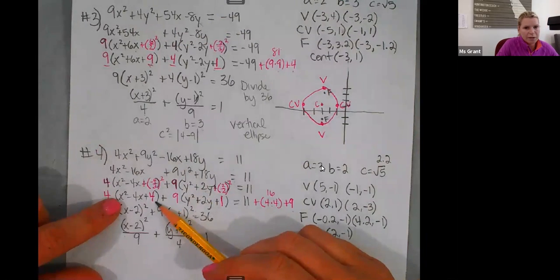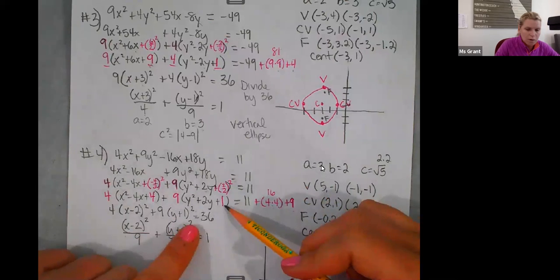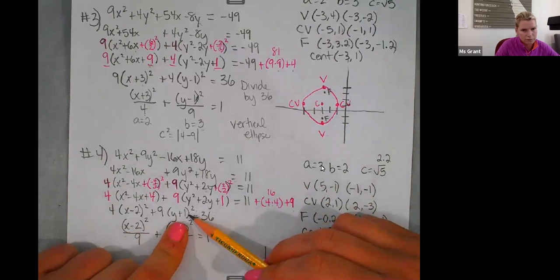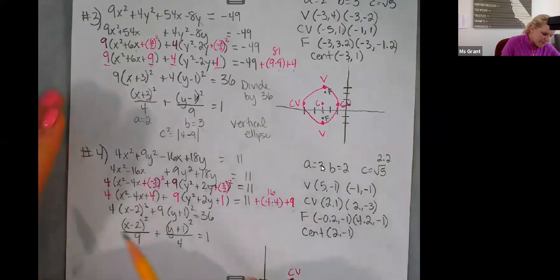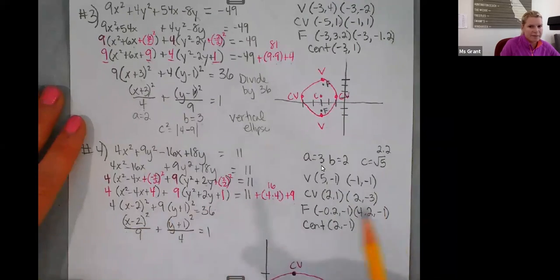Okay, now I'm going to go to my trinomial here. X squared minus 4x plus 4 factored is x minus 2, x minus 2. Y squared plus 2y plus 1 is y plus 1, y plus 1. So there's that. The 4 that I factored out stays in front. The 9 that I factored out stays in front. And then I have my 36.